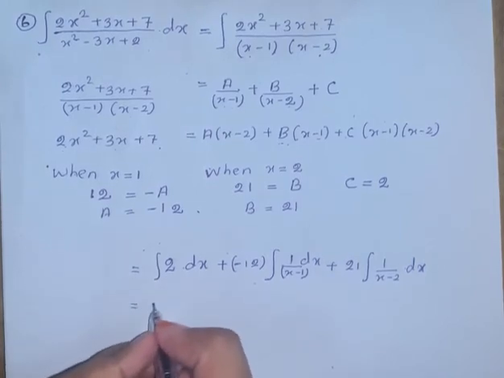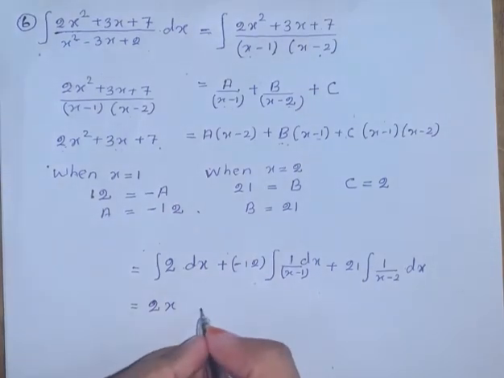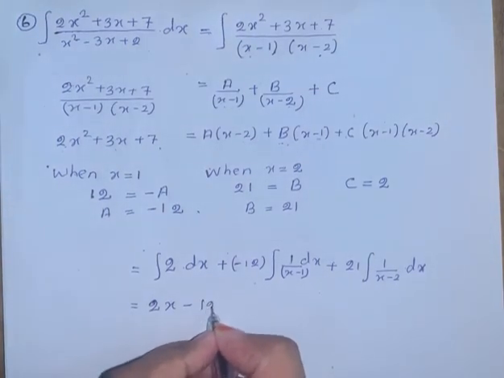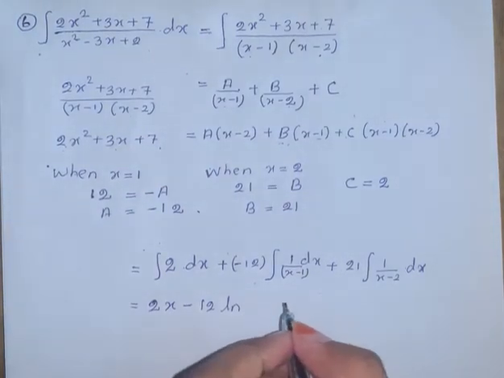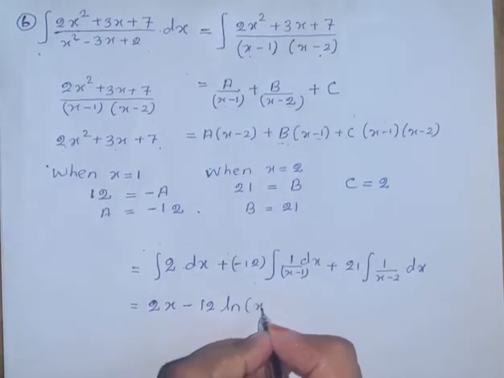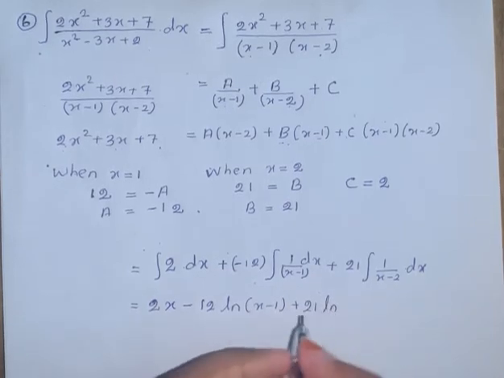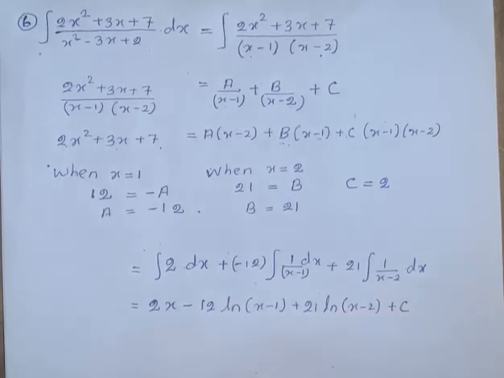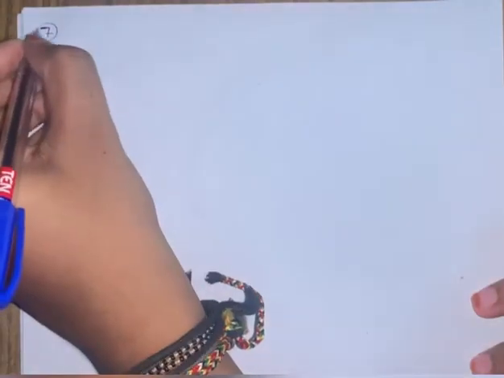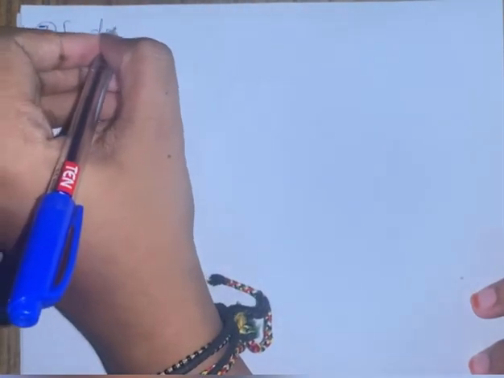So if we write them, 2x will be 2x minus 12 into ln x minus 1. It's a ln function, so x minus 1 plus 21 into ln x minus 2 plus c. Okay, that's our 6th question. And we will see the 7th one, a little bit tricky.